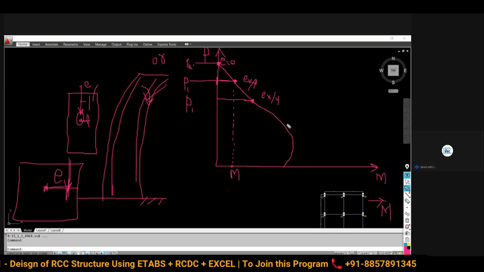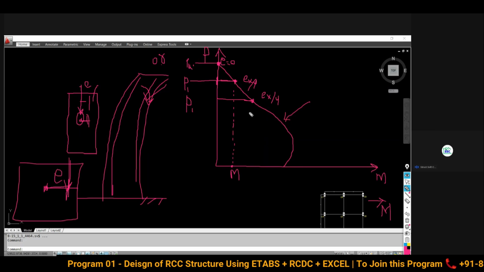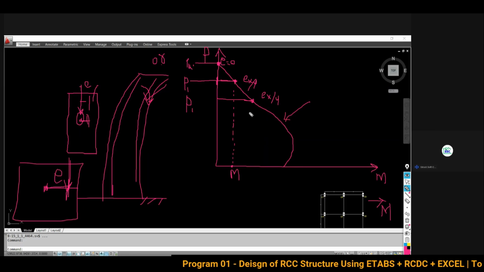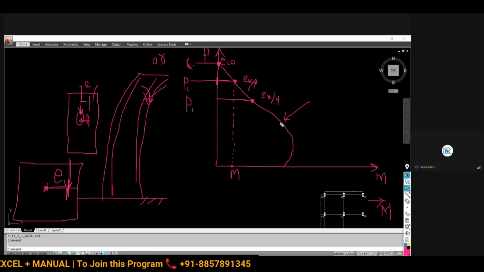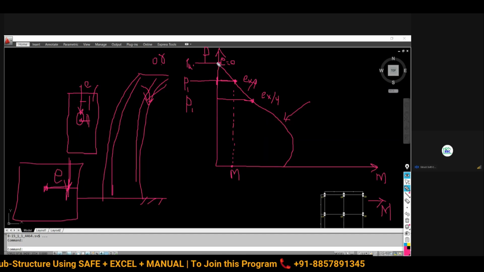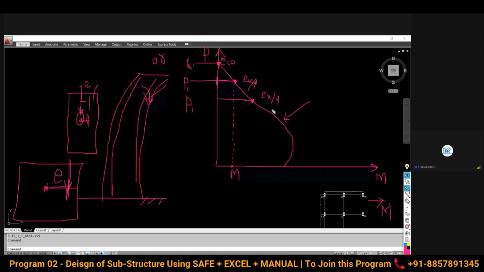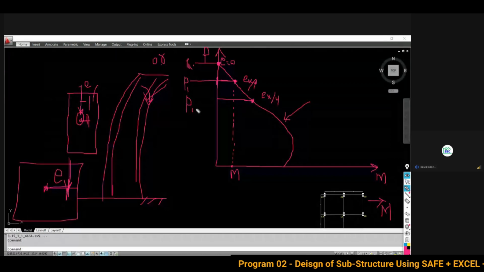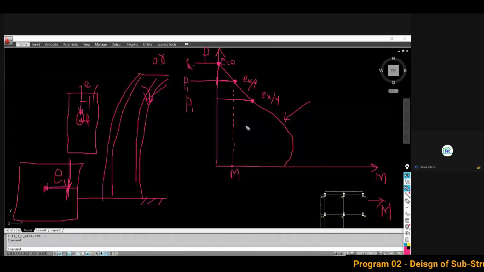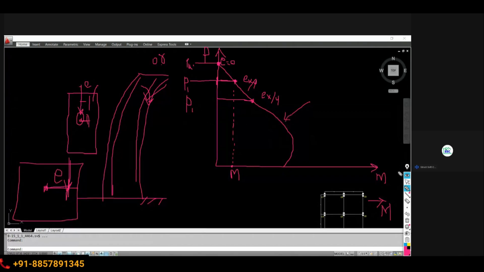This is called the moment interaction diagram, which defines, for a given eccentricity or a given moment, what the actual load carrying capacity will be, or for a given actual load, what moment your column section with a provided percentage of reinforcement is capable of carrying. That chart is defining this. Understood? By using this chart you can design your column. If your eccentricity is known, and your actual load carrying capacity is known, then you will come to know what moment your column can carry. So this is nothing but the interaction curve.